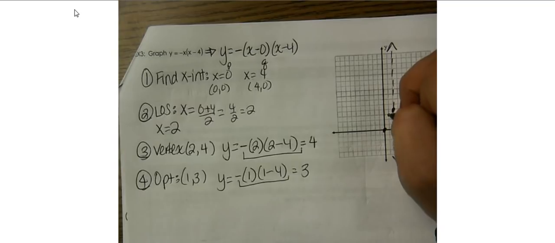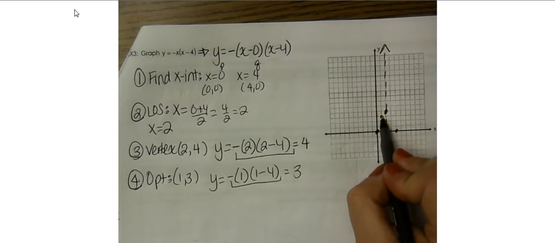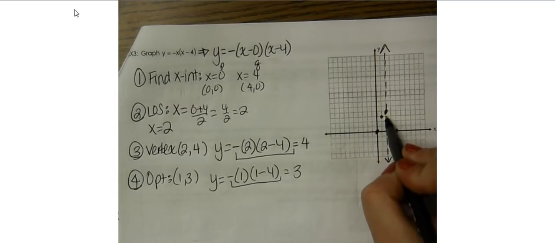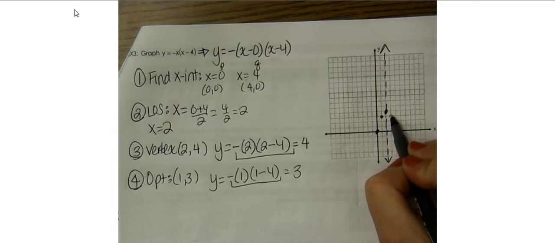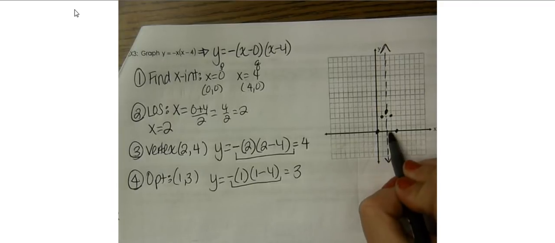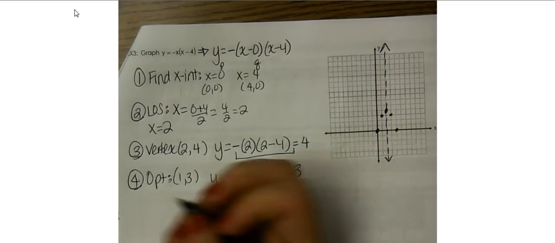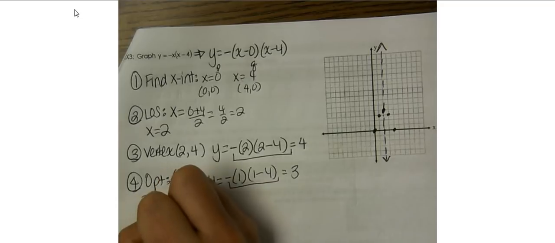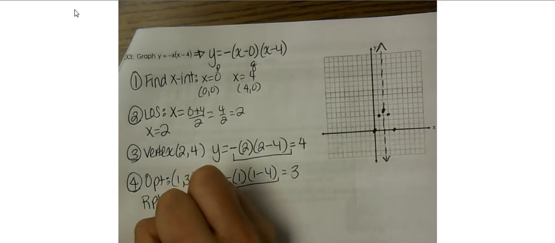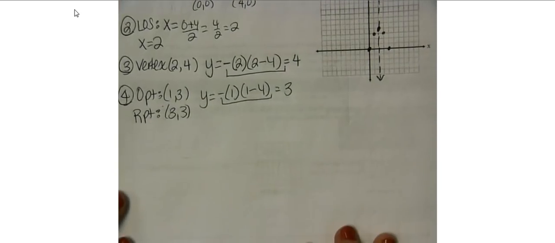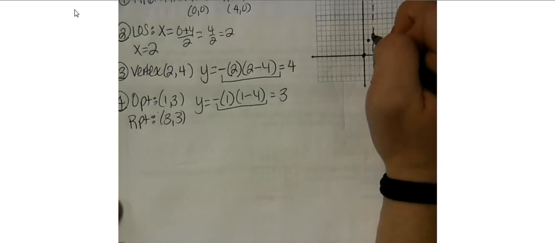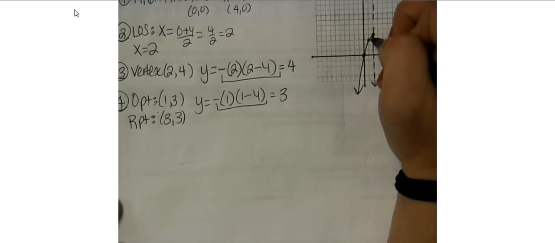1, 3 is 1 unit away from my axis of symmetry, so I'm going to plot 1 point on the other side. And that ordered pair is located at 1, 2, 3, 3. So my RPT is located at 3, 3. That's my reflection point. I have all of my points, and now I can draw a smooth curve going through these points.